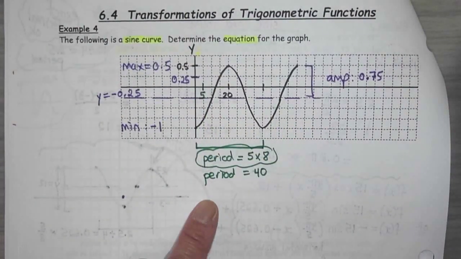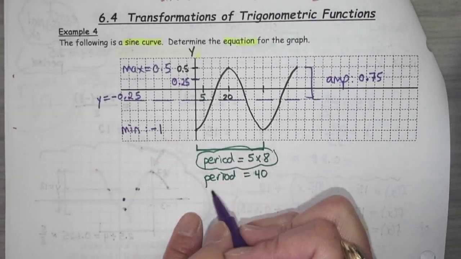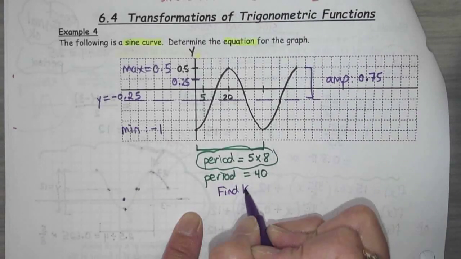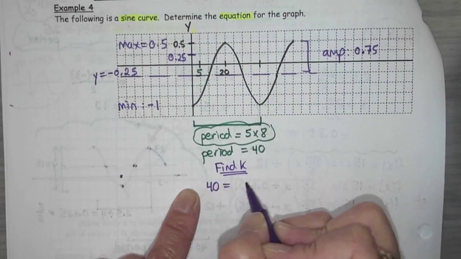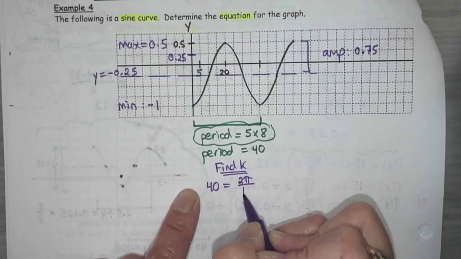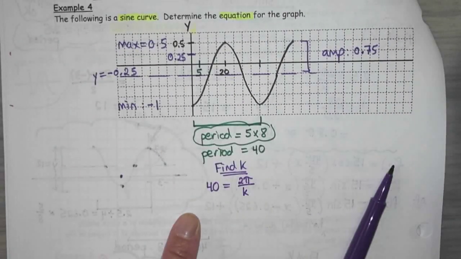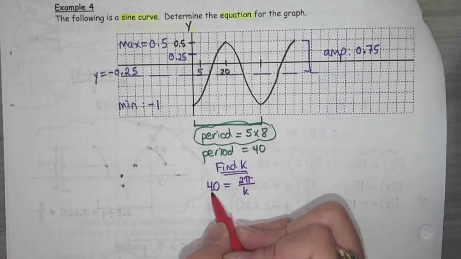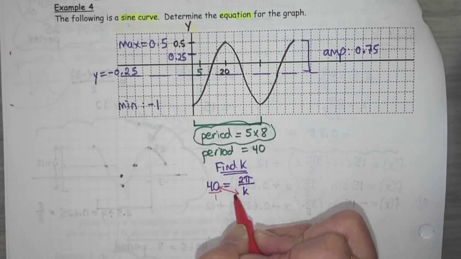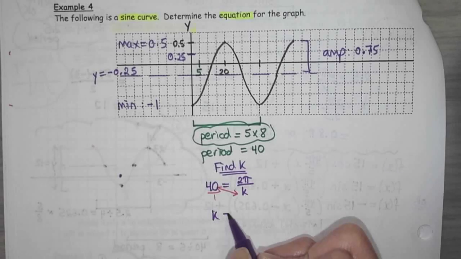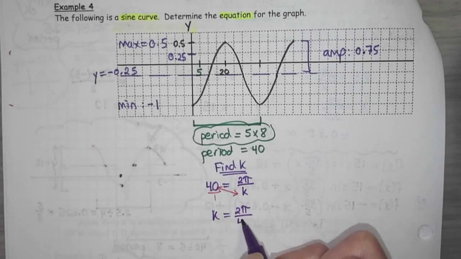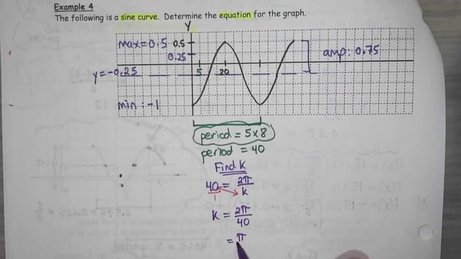40. Okay. You always want to find k, right? So you want to find k. And then when you fill that in, it'll be 40 equals 2 pi over k. And then try to do this faster so that you know this is over 1. So you're bringing that up here and this down there. So you're swapping them, right? It's faster to do it in one step. So k is 2 pi over 40. And that would be pi over 20.